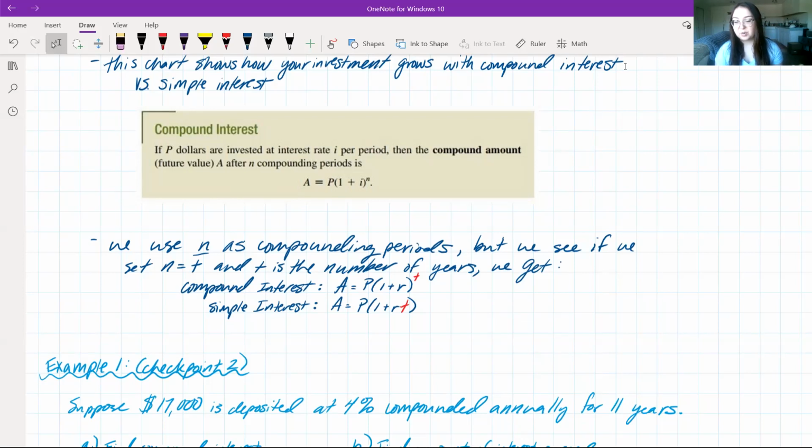Also, we have our interest rate I. P dollars is considered our principal or maybe the present value, and then we have A, which is going to be our future value. This is the equation that we're going to use to compute our compound interest.